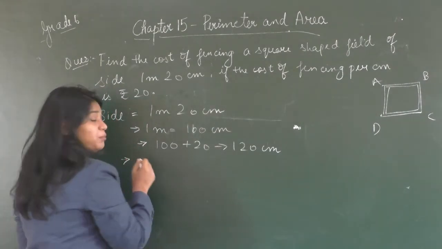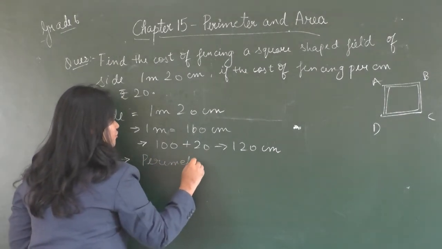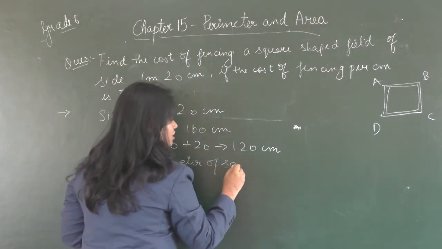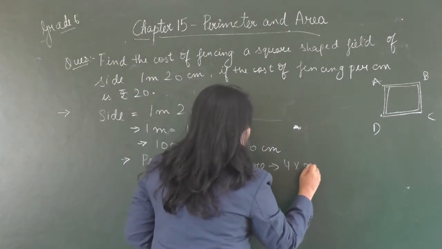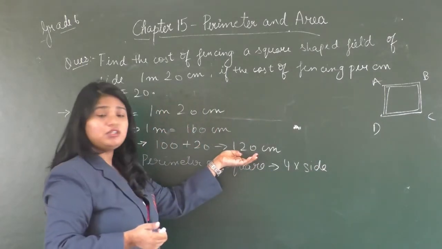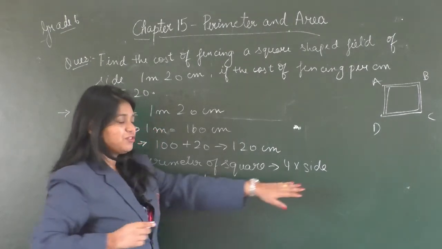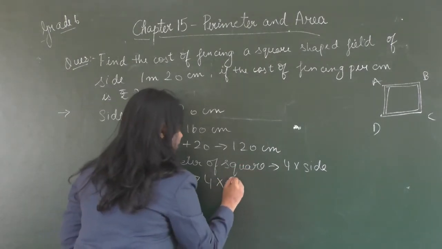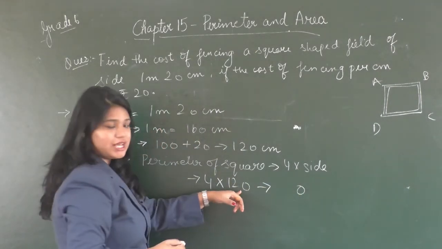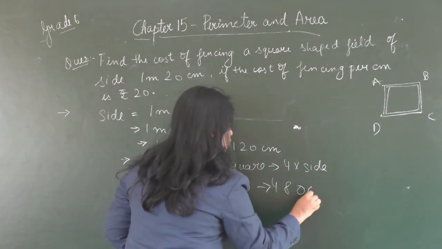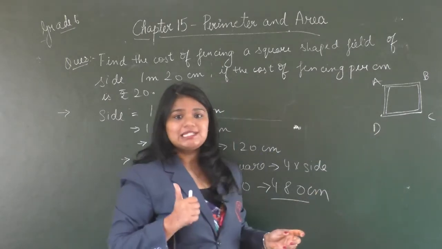Now we will apply the formula for perimeter of a square. So perimeter of a square is equal to 4 into side. So we will write the formula 4 into side. Now we calculated the value for side, that is 120 centimeter. We will substitute the value in the formula. So 4 into 120. Let's solve. 4 zeros are 0, 4 twos are 8 and 4 ones are 4. So we found the perimeter of this square field, that is 480 centimeter.